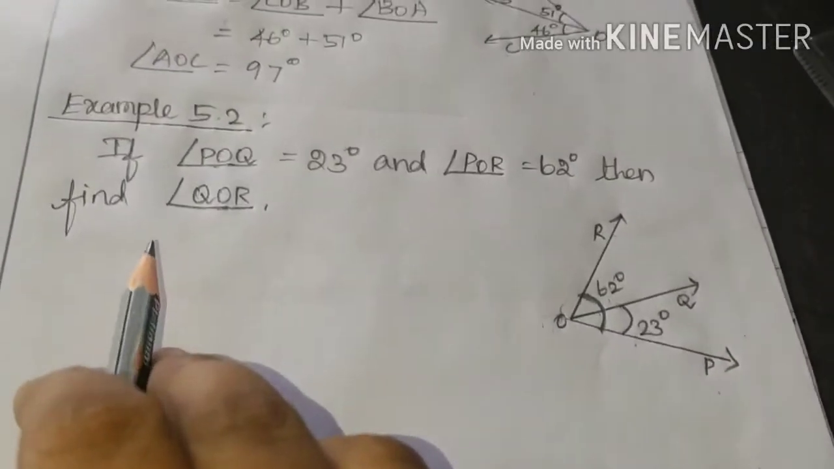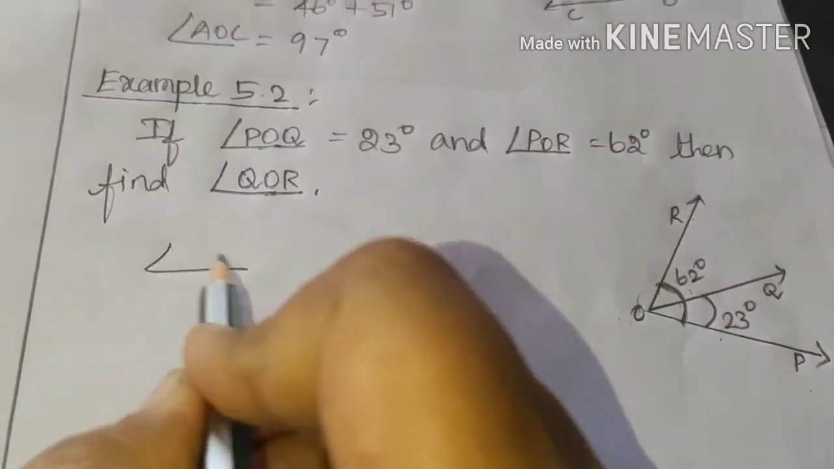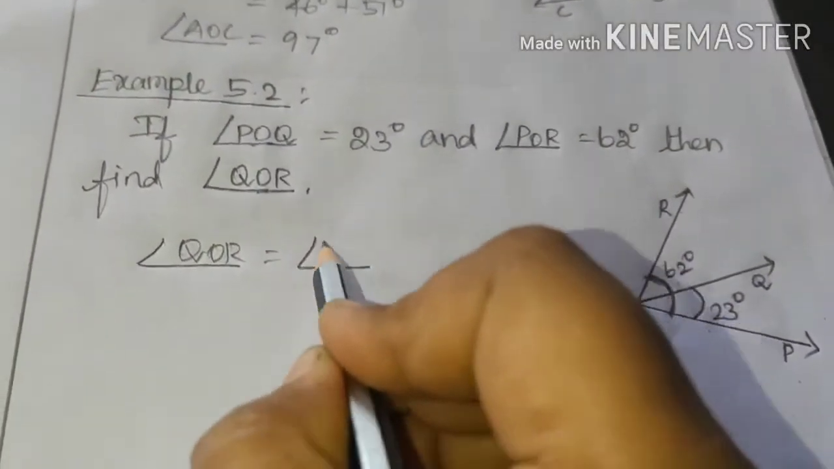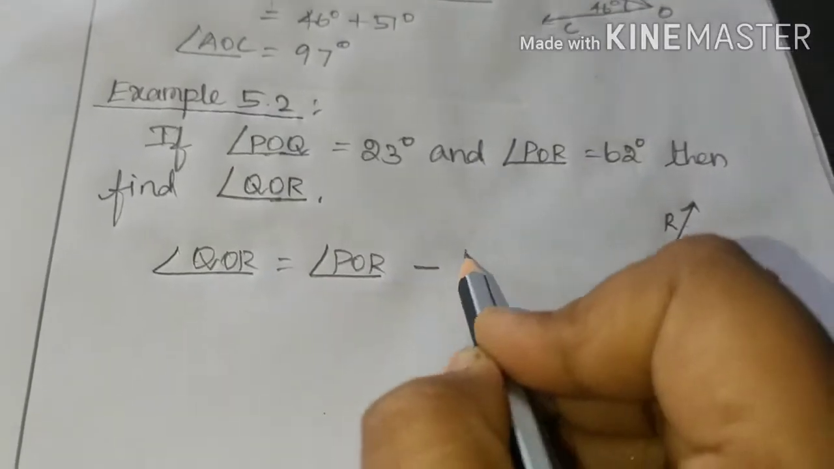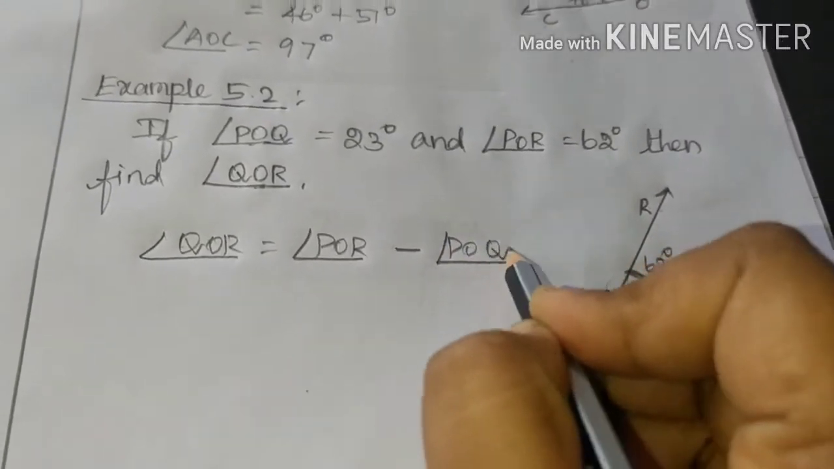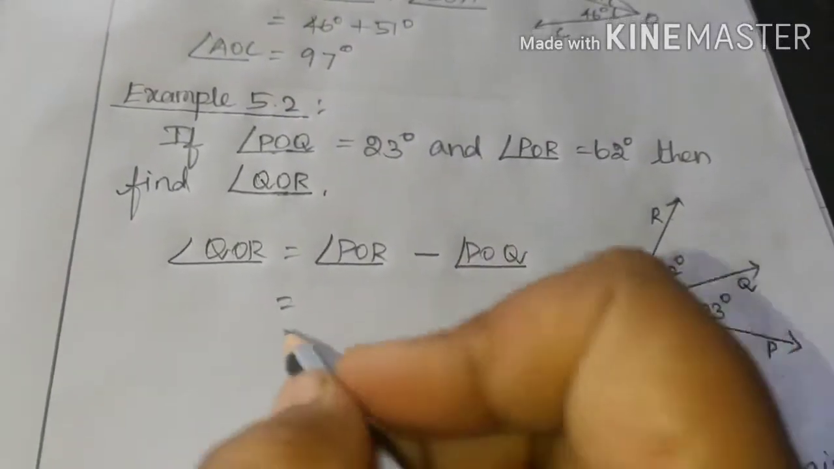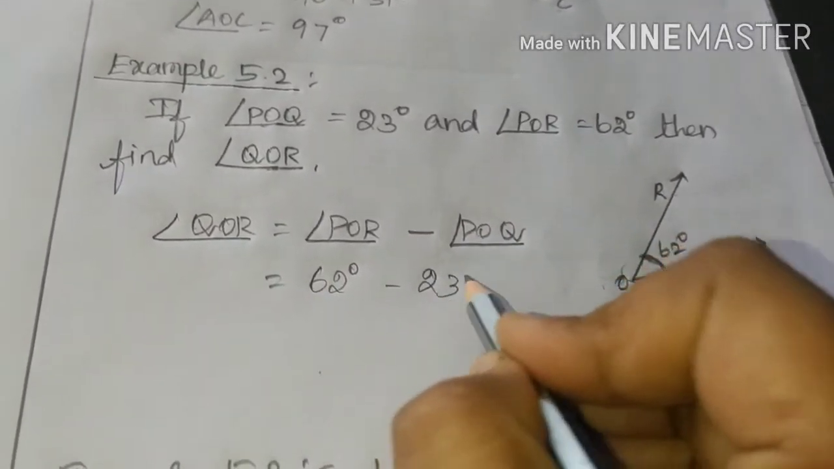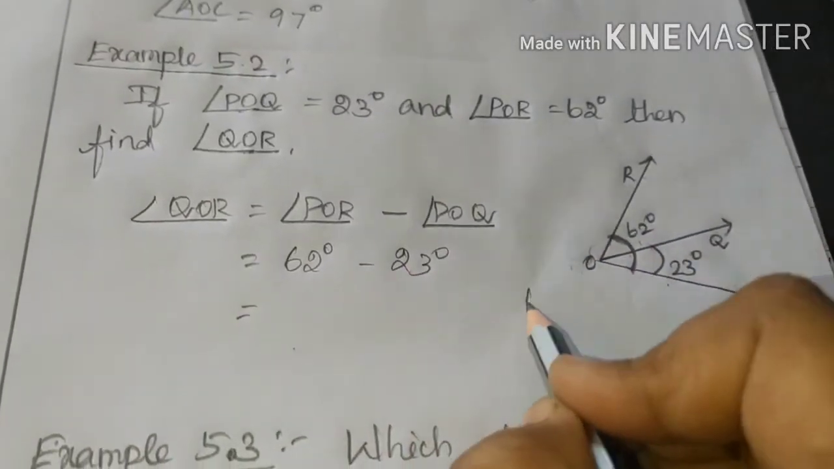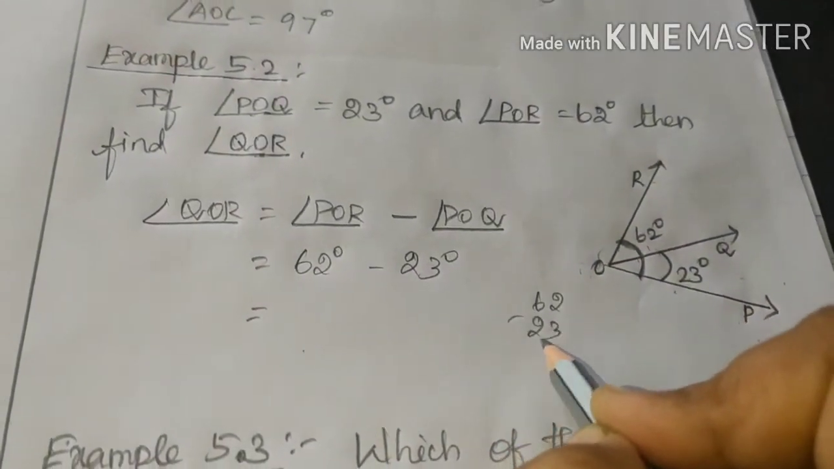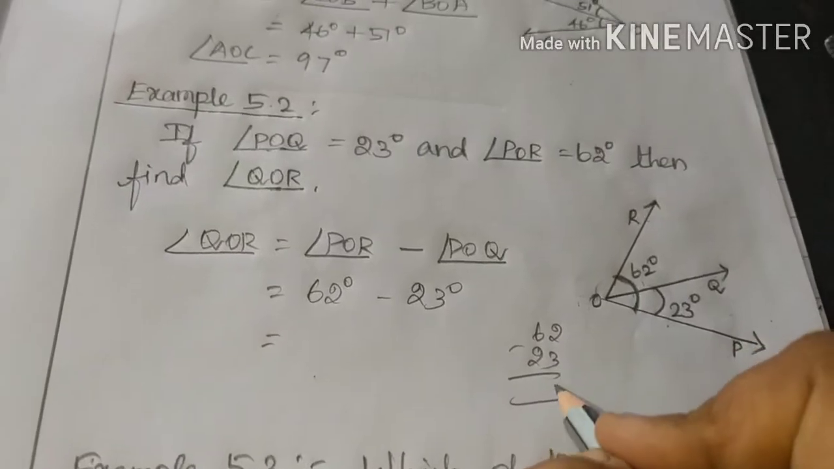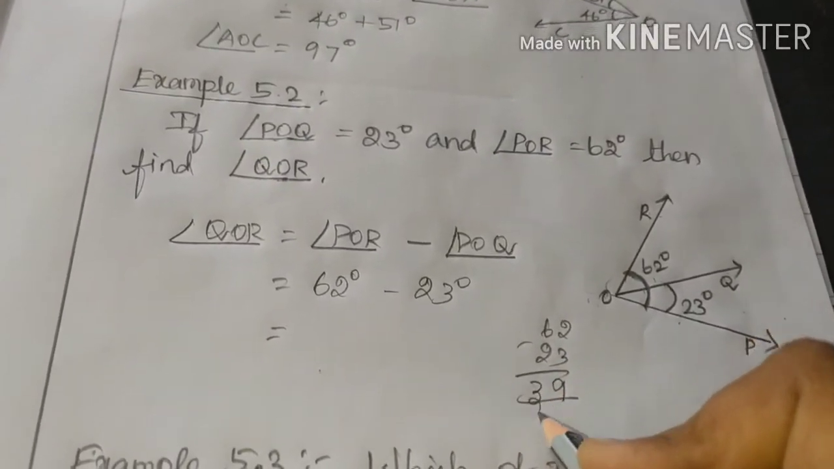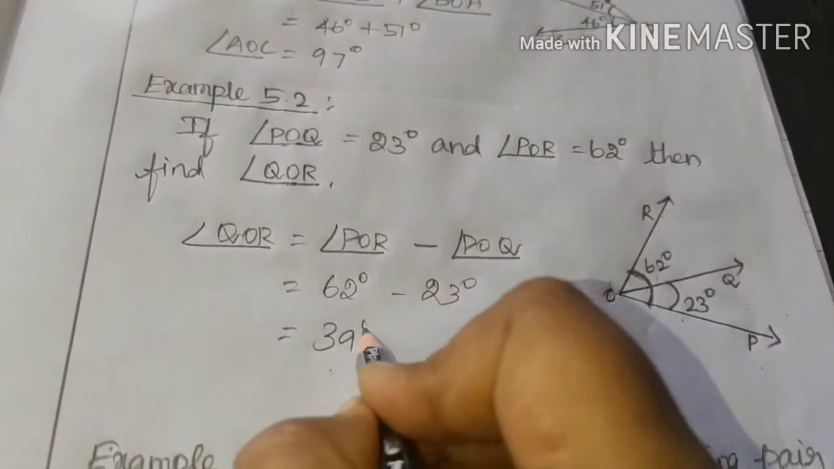Okay, look at this, children. We have to find the angle QOR equal to angle POR minus angle POQ. Angle POR is 62 degree and angle POQ is 23 degree. Now you want to minus it. 62 minus 23. 12 minus 3 is 9. 5 minus 2 is 3. So now I have 39 degree.